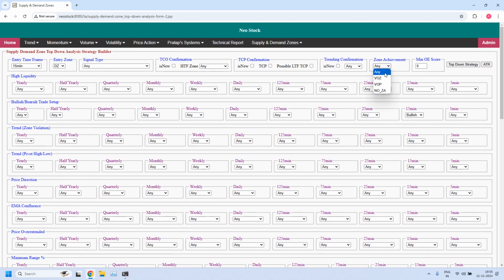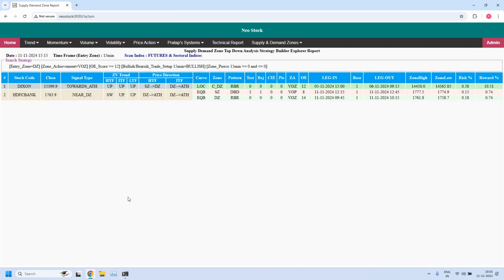And zone achievement, violated opposing zone, minimum odd enhancer score 12. All the 3 filters are applied to the 15 minutes demand zone. Let's filter. We got only 2 stocks. Currently, these 2 stocks are supporting the bullish trade setup for daily income trade, entry time frame 15 minutes. Now let's verify out of these 2 how many are having high probability setups.